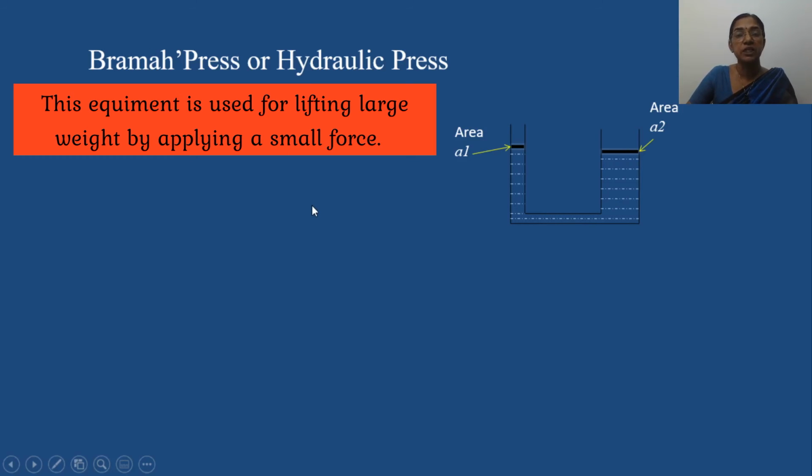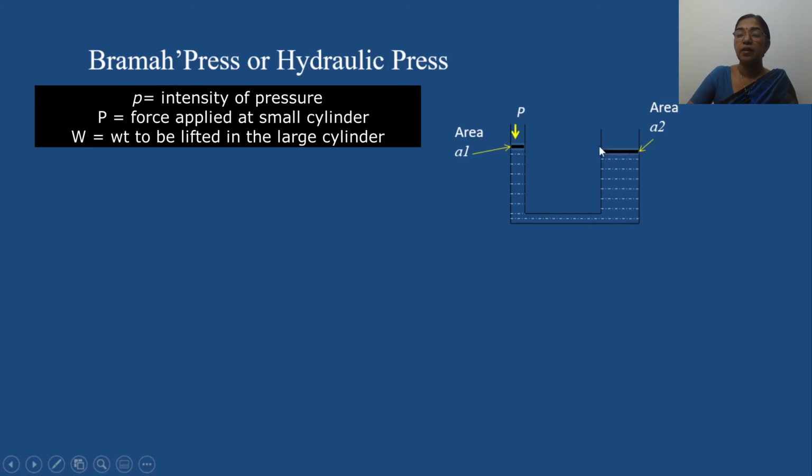Based on the principle of transmissibility, if you are applying a pressure at any point in an incompressible fluid at rest and enclosed in a container, it is transmitted without any change. So if you are applying a pressure here, it is P by A1, and the same pressure is available here also. If you are applying a force P here, that can be balanced by a large weight here, where the cross section area is large.